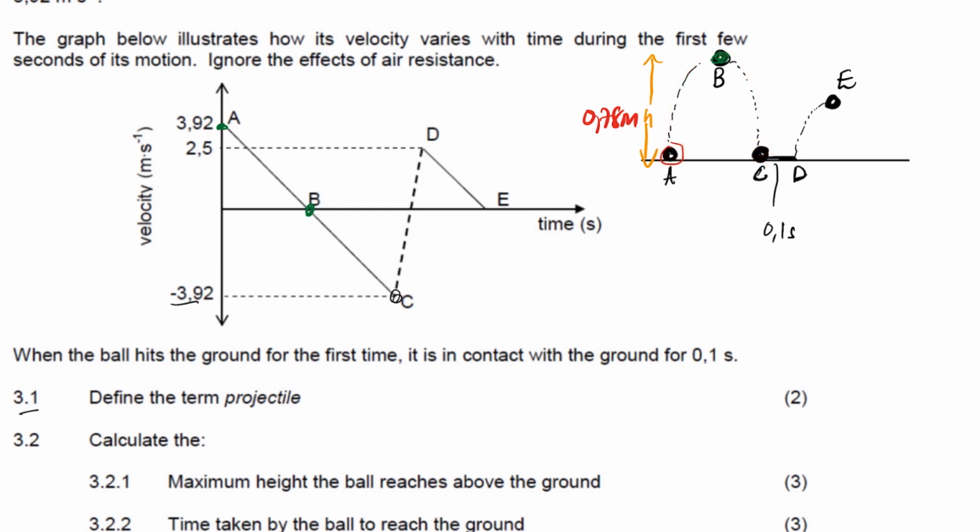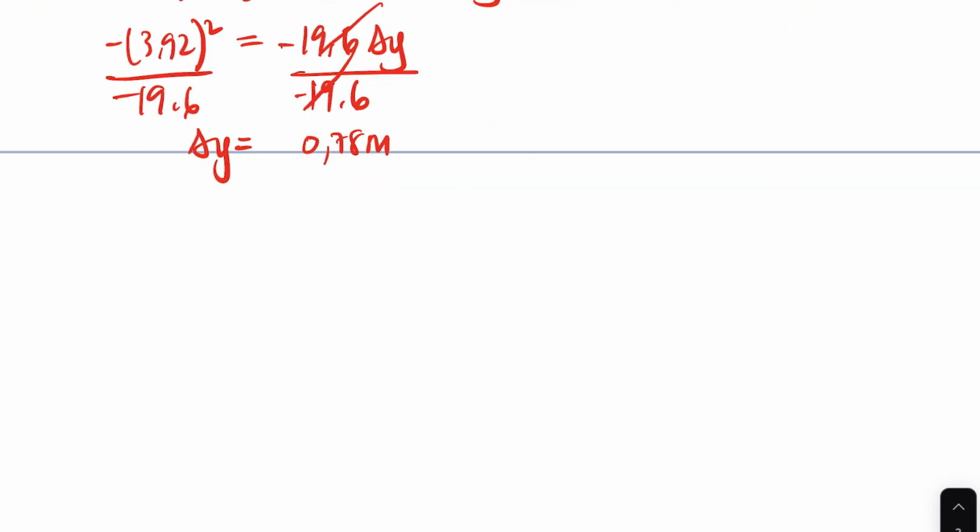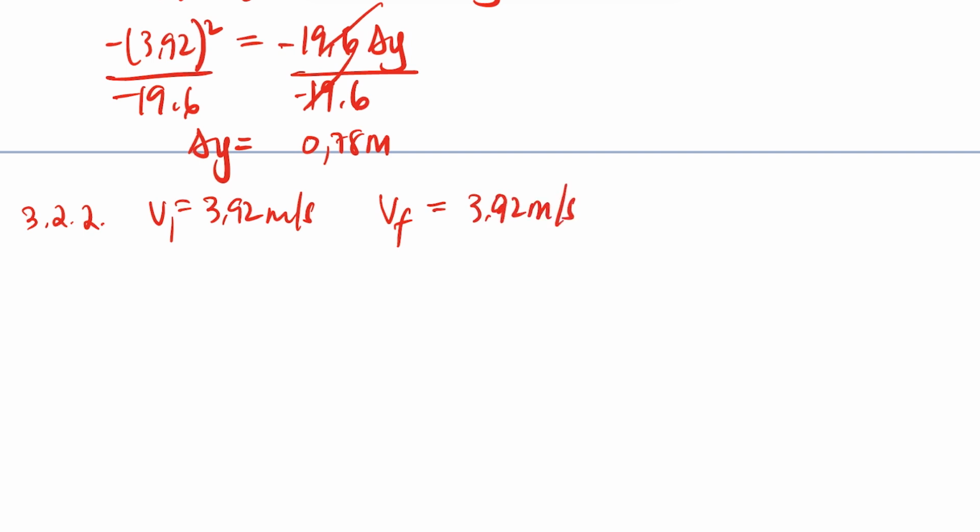And what else do we have? We have an initial and the final velocity there. So our segment is A to C. 3.2.2. Initial is what? 20 meters per second? No, where do I get the 20? Initial is 3.92 meters per second, the positive, and the final is 3.92 meters per second, but the negative one.